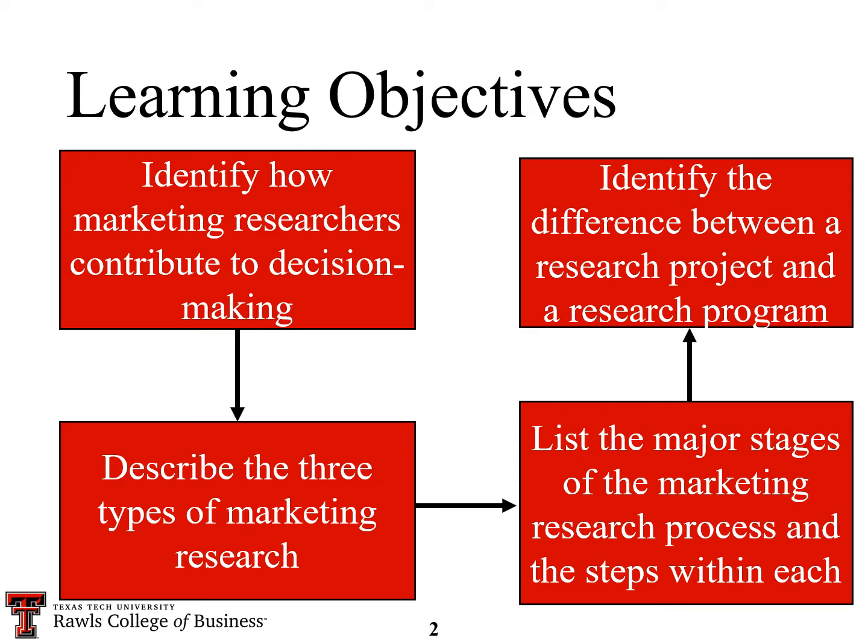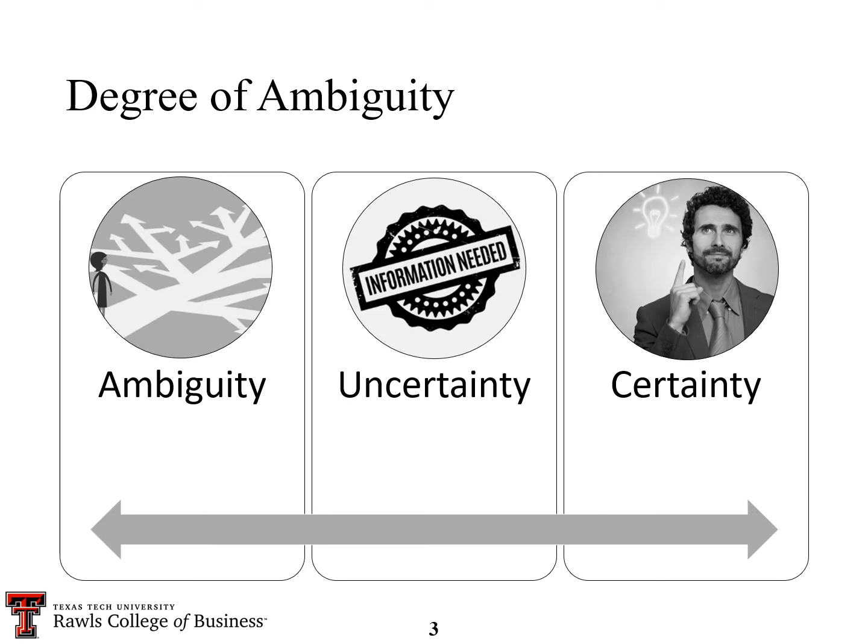Let's get started. The first thing that I want you to consider is the amount of uncertainty that goes with decision making. And there's always going to be some level of uncertainty that goes with the decisions that we make, whether it be in our personal life or in business. So the whole point of marketing research is to get us to a more certain position to make better decisions. And the more information that we have will lead us to a more certain position in our decision making.